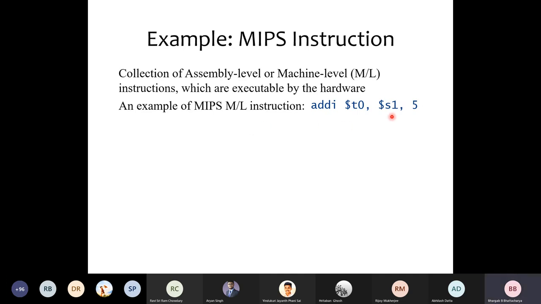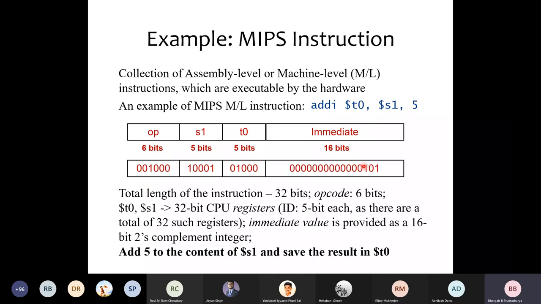Remember that the size of S1 is 32-bit, size of T0 is also 32-bit, right? And this is 5. Okay, and this is added. I already told you that the length of the instruction is 32 bits, right? So there are 4 items here: one is addi, one is $t0, another is $s1, and 5, right? So these 4 pieces of information must be encoded in an instruction whose length is 32 bits. Clear? And that's how you encode it.